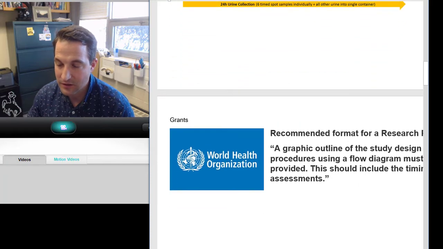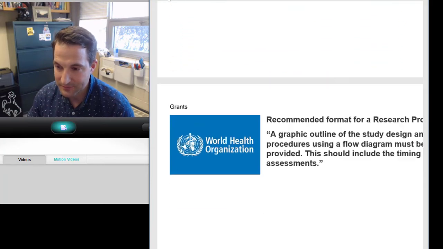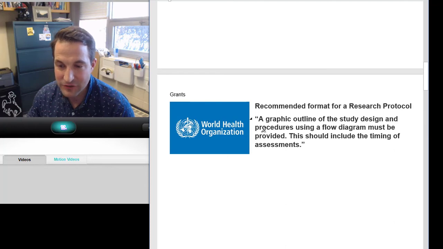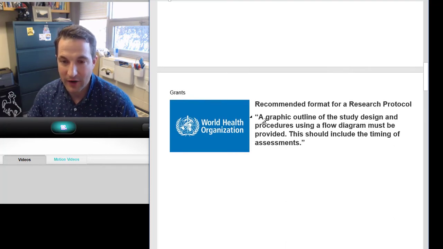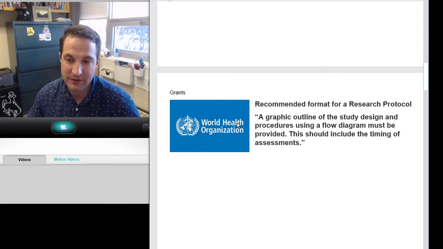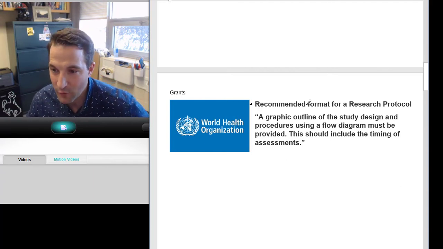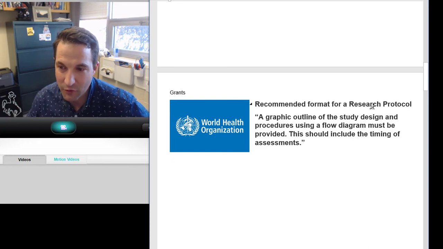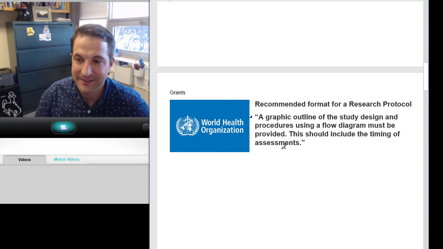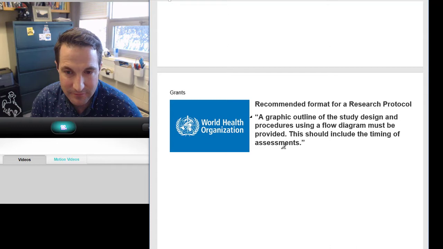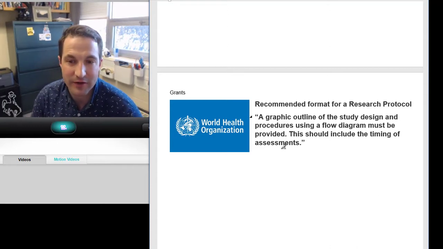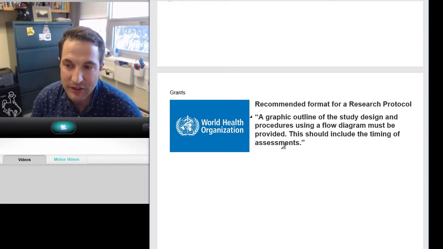Which brings us to our next one, grants. And for some grants, we have required graphic outline. Here we have the World Health Organization and some of their grants right now. Recommended format for a research protocol. They require a graphic outline of the study design and procedures using a flow diagram must be provided. They require this. If you're going to be considered for this grant from the WHO, this should include the timing of assessments, okay? You need to have that figure.